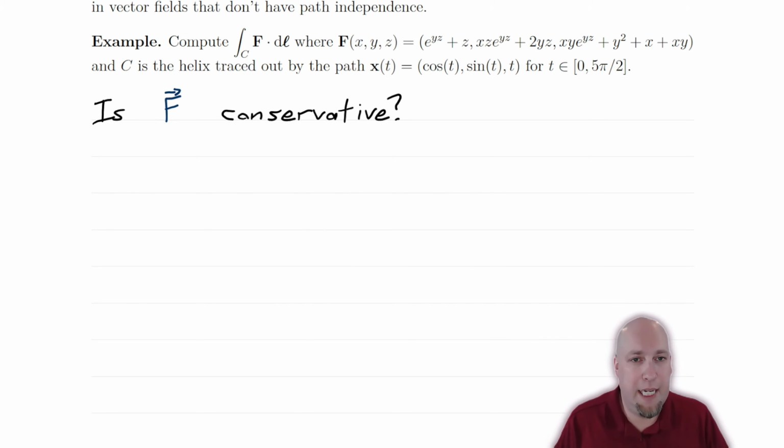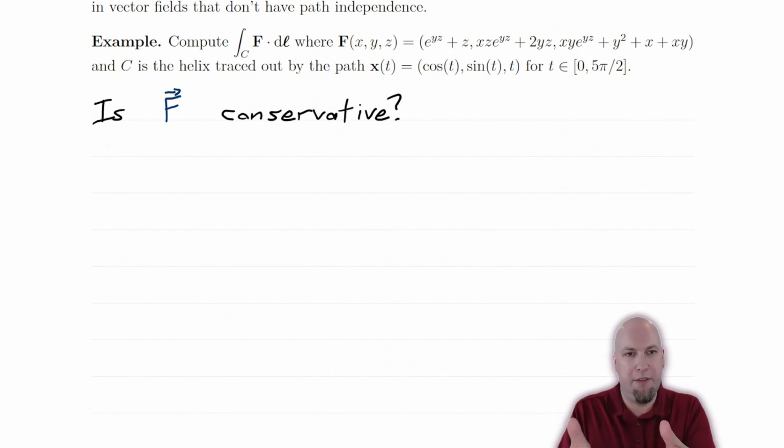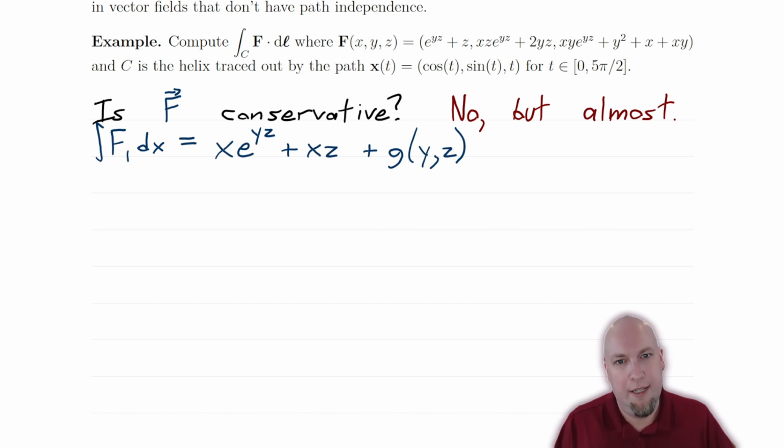So yeah, the first question you ask: is F conservative? You can go through the mixed partial derivatives test if you want, or you can integrate term by term if you want. We're going to do the integration term by term thing, and it's going to turn out that it's not quite conservative, unfortunately. This is not a gradient field. Okay, let's see what happens.